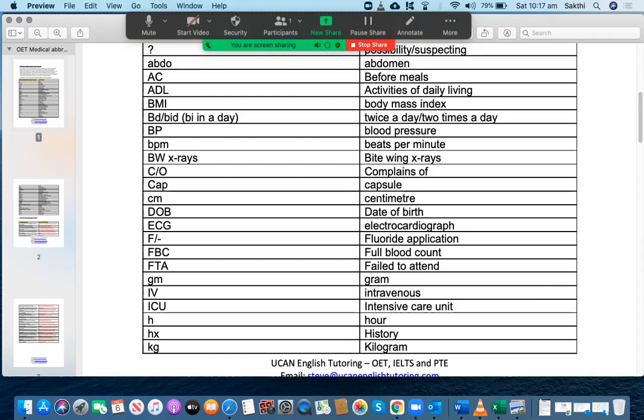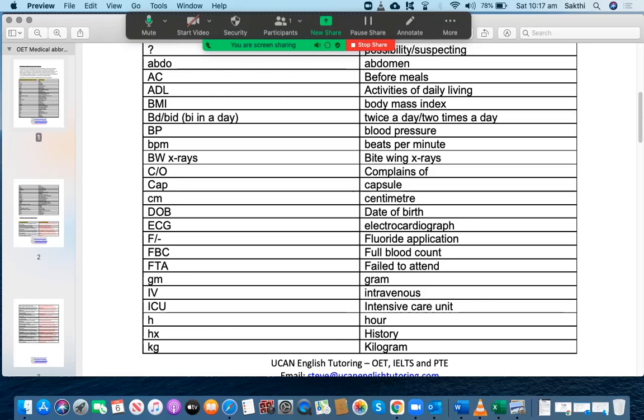Remember that these abbreviations are acceptable in the listening section, but definitely not in the writing section. So you need to understand these things, okay? Let's go through this. BPM means beats per minute. And then BW X-rays means bite wing X-rays. C/O means complaint of something. Cap means capsule. CM means centimeter.